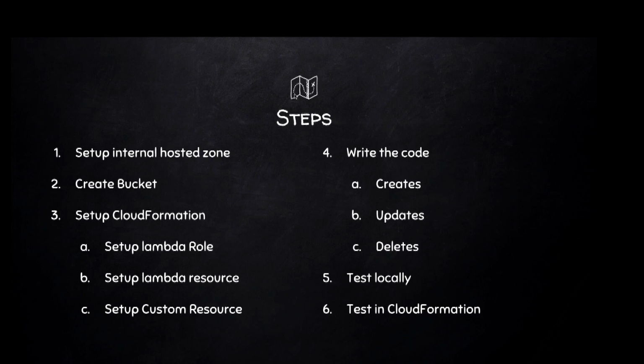So what are the steps in doing so? We've got to first set up an internal hosted zone. We've got to create a bucket to sync all of our CloudFormation to. We'll set up our CloudFormation, building the Lambda role, building the Lambda resource, building the custom resource. From there, we'll write our code. We'll write a create method, update method, and a delete method. We'll first test locally, and then we'll test in CloudFormation.